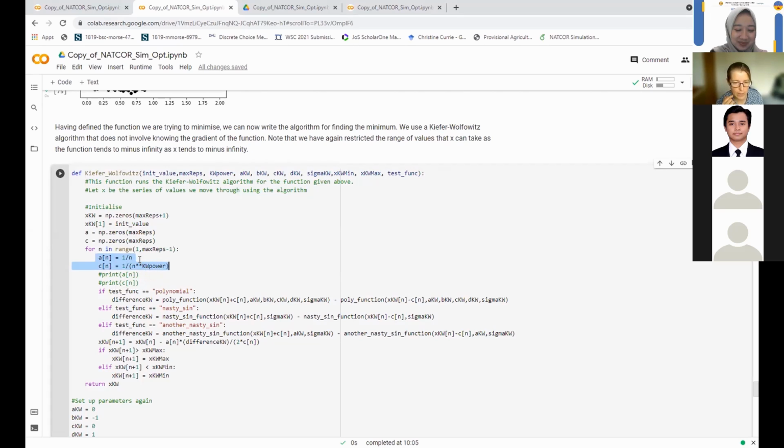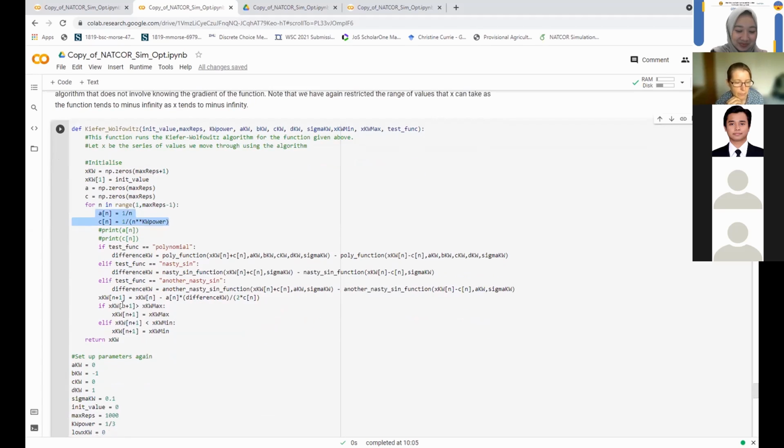And I've put that as an input for the function. You can decide what power you have. If you want to look at what the ans look like as you go through the process, then you can print those out. And then a few test functions.